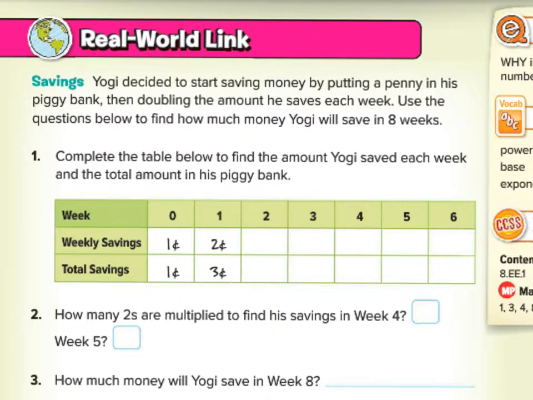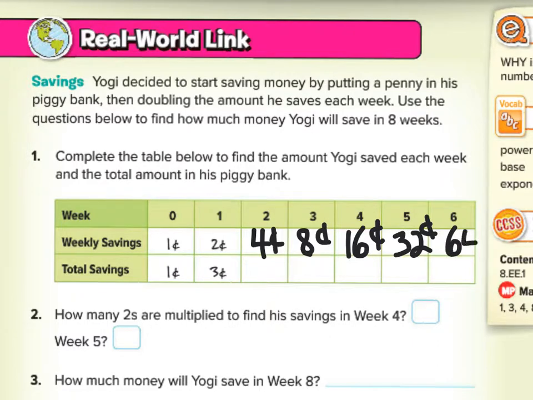By the third week we will have doubled it again to 4 cents, right? And then that doubles to 8 cents. And that doubles to 16 cents. And 16 plus 16 is 32 cents. And then 64 cents. And that's how it continues to double each week, making a total savings of the sum of all these amounts.